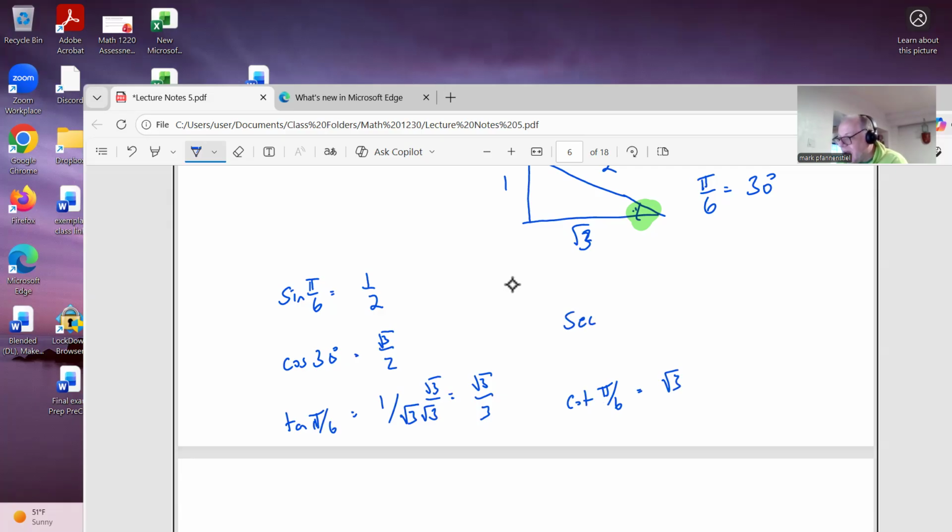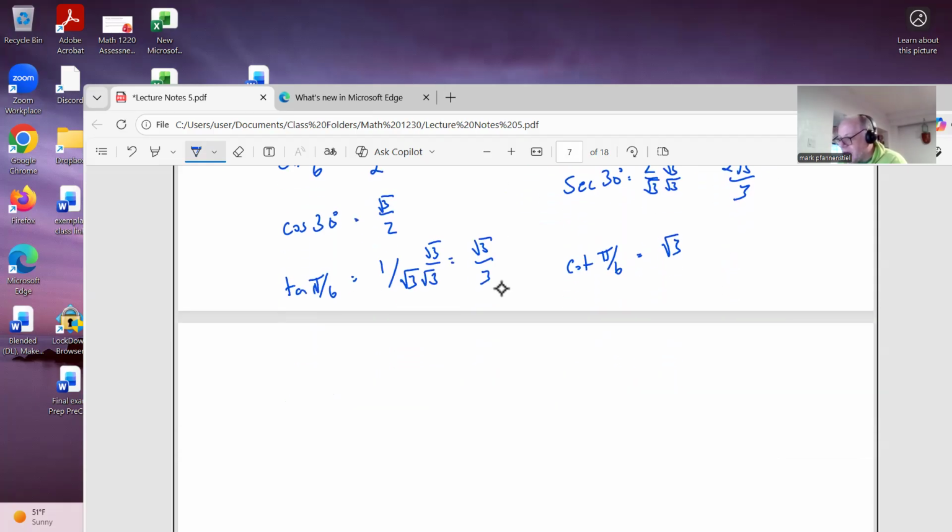The secant of 30 degrees is going to be 2 over the square root of 3, but we're not going to leave it like that. We're going to rationalize our denominator and say this is 2 root 3 over 3. And then finally, we have cosecant of pi over 6, and that's going to be 2. Okay? And those are our special angles. So we have the 3 special angles: 30 degrees, pi over 6; 45 degrees, pi over 4; and 60 degrees, pi over 3. Now, I'm not going to take your calculators away from you. I can't really do that.